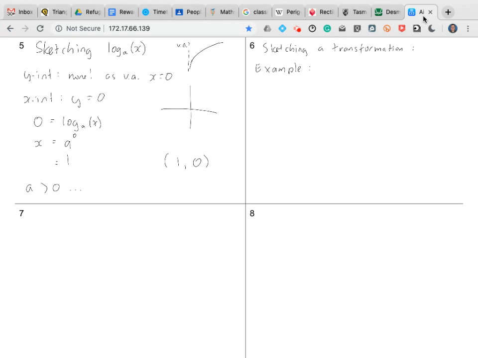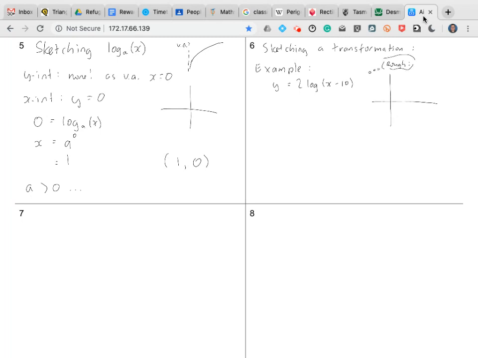Okay, so the example is going to be y equals 2 log x minus 10, something like that. I've got no idea how this is going to work out. Okay, but we can have a rough idea, right? If I draw my graph, this is kind of what I do in my head, really.